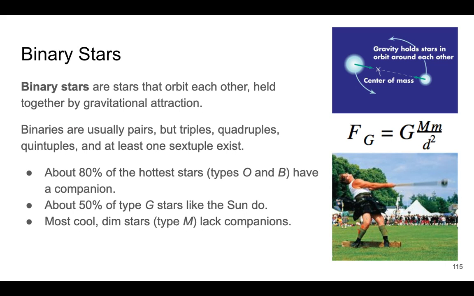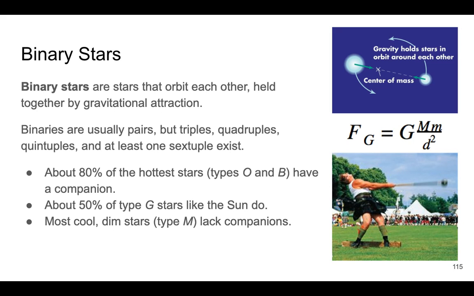So yeah, binary stars. These are stars that orbit each other, held together by gravitational attraction. They are most often pairs, meaning just two stars, but you can have trinary stars, triples, quaternary stars, quadruples, quintuples, and we know of at least one sextuple, where you have six stars that are all, in some sense, gravitationally bound to each other. Binary either means that there are two, or it's also kind of the more general name for the class of several stars bound together. So yeah, usually pairs, but you can have more.